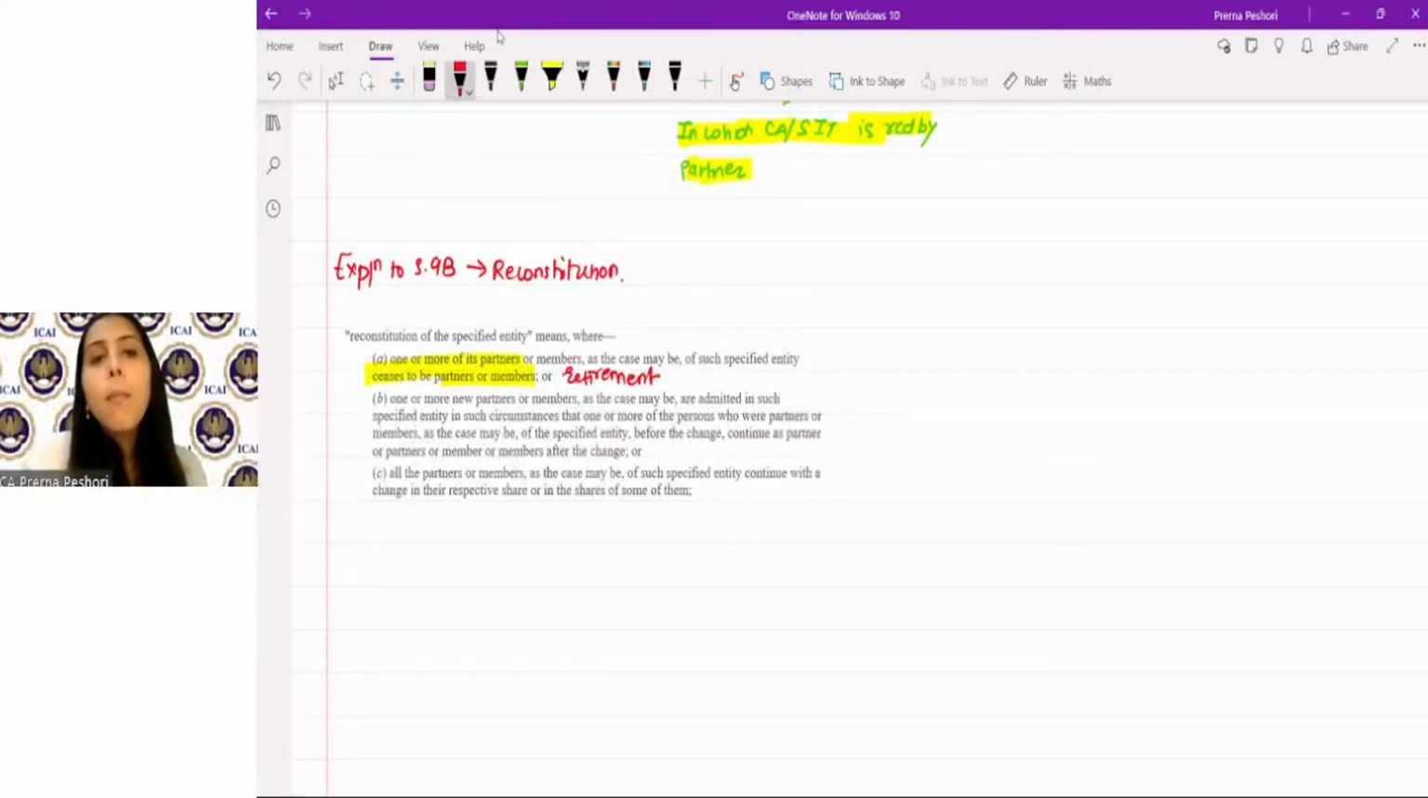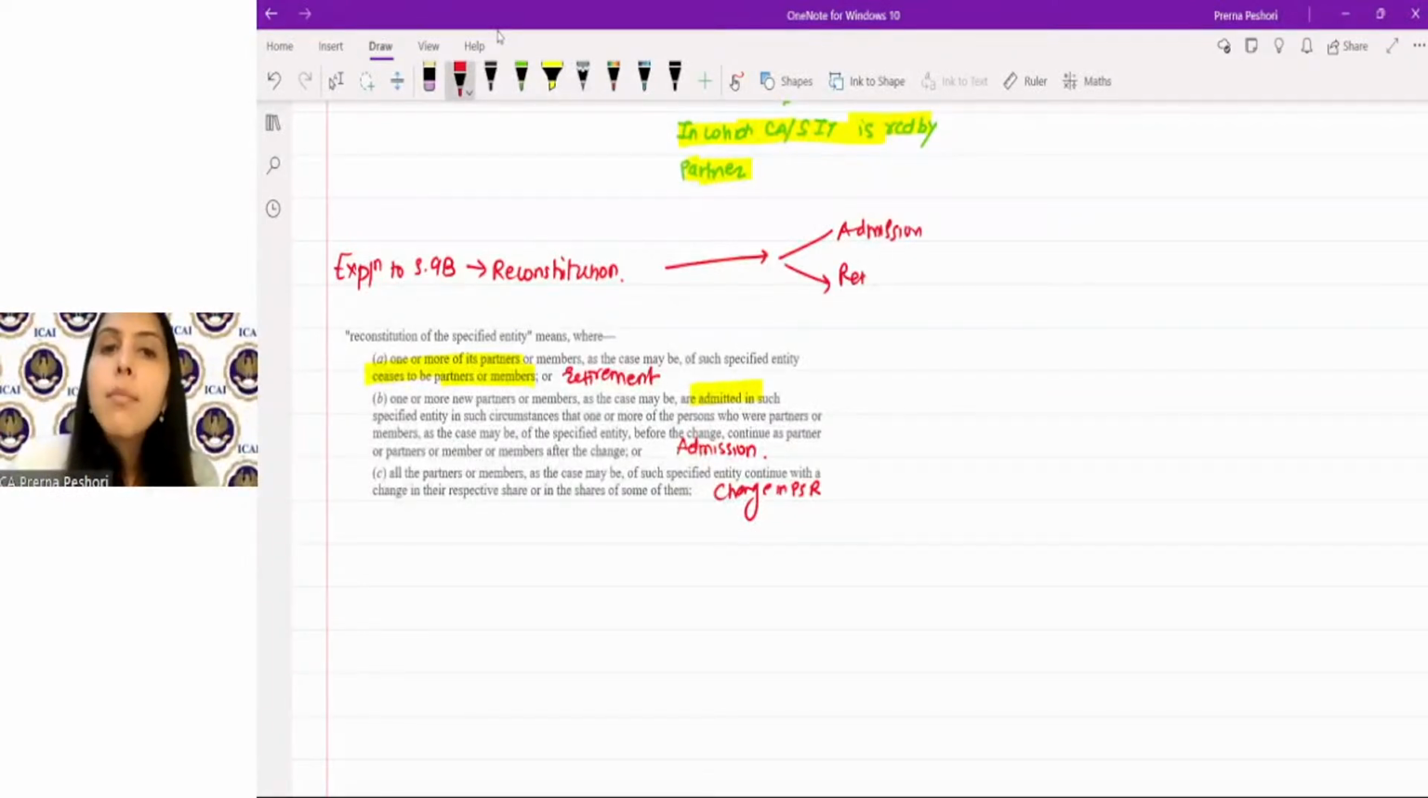One or more new partners or members are admitted in such specified entity, in such circumstances that one or more of the persons who were partners or members before the change continue as partners after the change, meaning admission. All the partners or members of the specified entity continue with a change in the respective share or in the shares of some of them. So change in the profit sharing ratio. So reconstitution consists of three cases: admission, retirement, change in the profit sharing ratio.